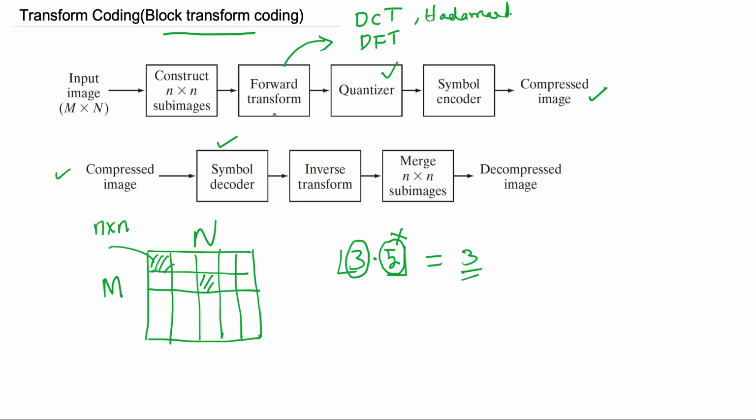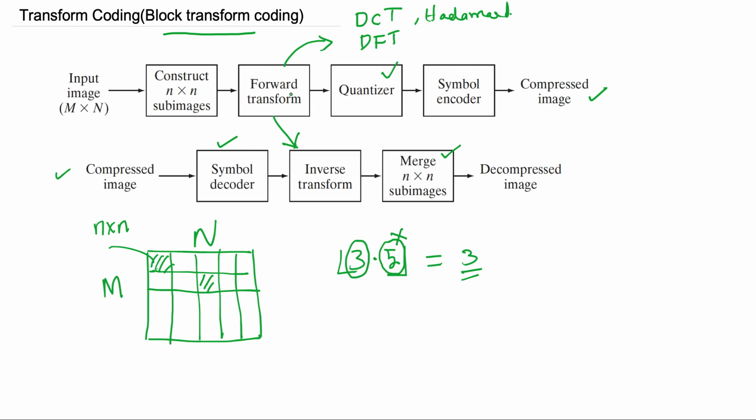Whatever you have done for the forward transform, you will be doing the reverse of that in this section. So if you had performed the DCT first, then you will be using the inverse DCT, and if we use DFT for the forward transform, we will be finding the IDFT in this section. Now after getting the inverse transform of all the n by n sub images, we will have to merge all the n by n sub images to get the decompressed image.